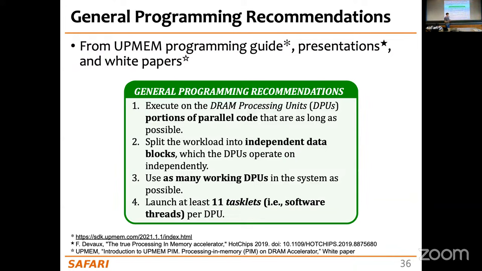And finally, this number, 11 tasklets or software threads, this number is coming from prior presentations from AppMem and from the programming guide. We will see later why this number, but it is related to the number of pipeline stages. It's related to the number of pipeline stages because the pipeline is a multi-threaded pipeline, a fine-grained multi-threaded pipeline that executes instructions from different threads in every cycle. So depending on what's the length of the pipeline, you want to have more or less threads running to occupy the entire pipeline. But anyway, we will recap on that later.